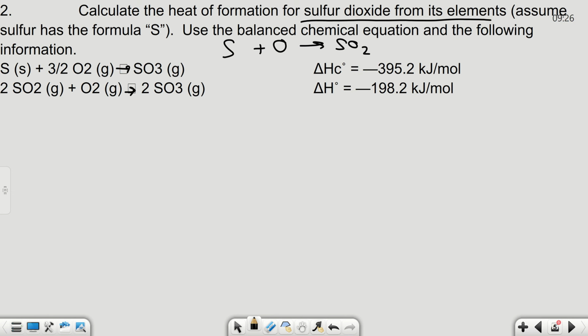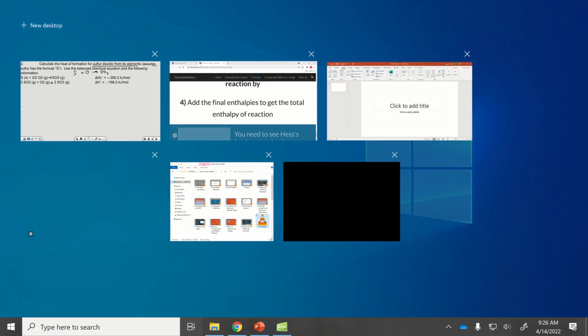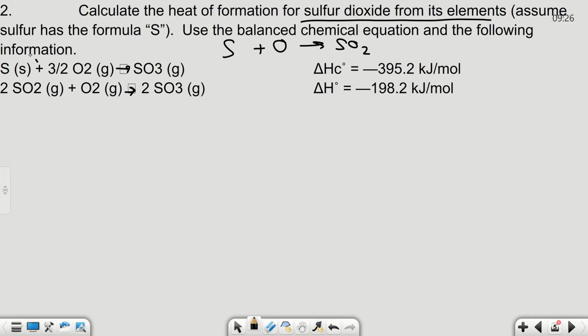Okay? And it says we can just say S is sulfur. We don't need S8 or S4 or all the different kinds. So if I look at my reactions, I see sulfur already in my reactant side. So that means I don't want to do anything with the first reaction yet. I want to keep that one. But I have sulfur dioxide in the reactant side and I need that on the product side. So I do need to reverse the second equation.